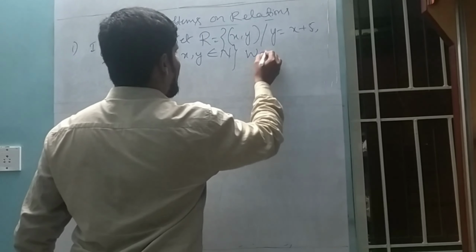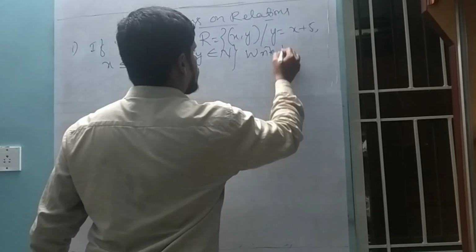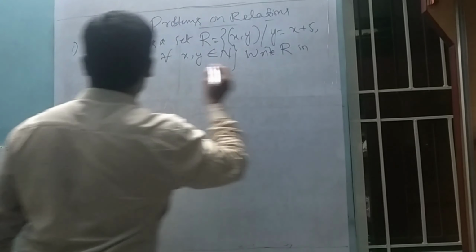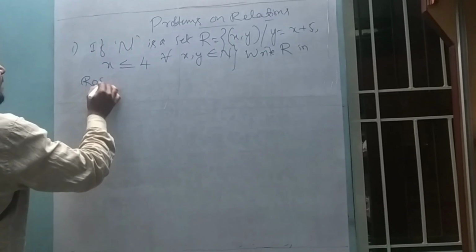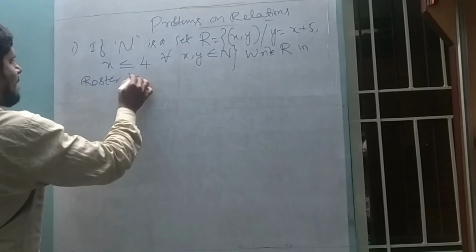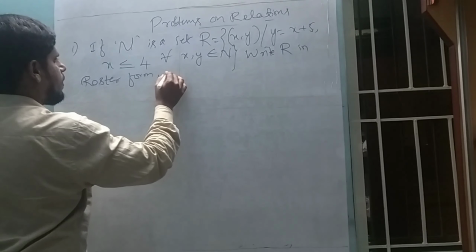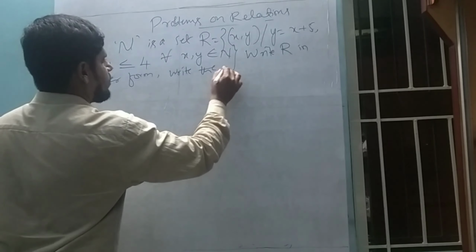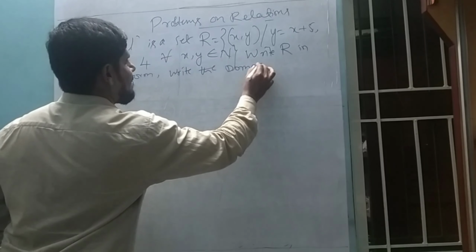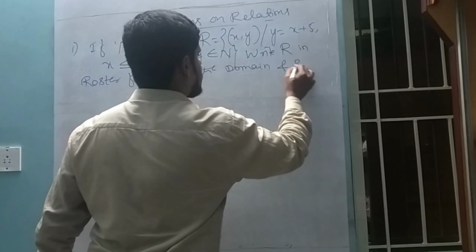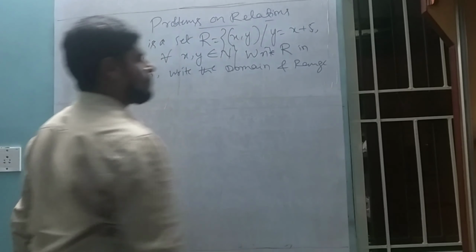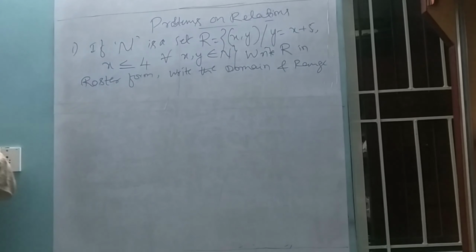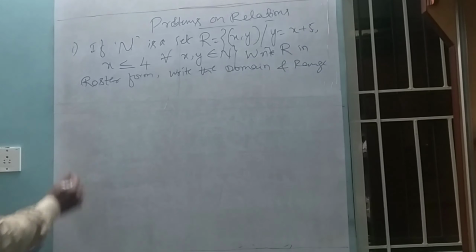Write the relation R in roster form, and write the domain and range. Very simple problem. Okay.